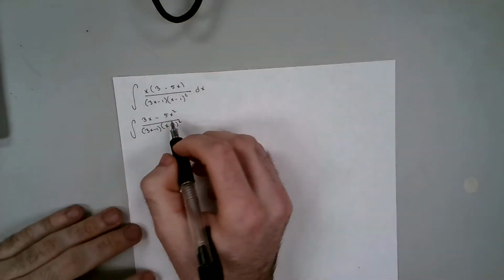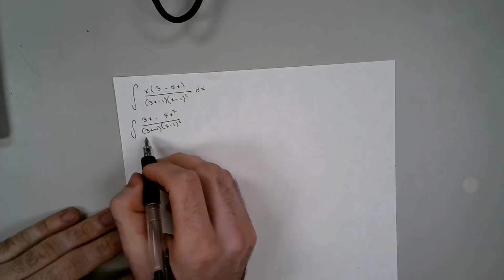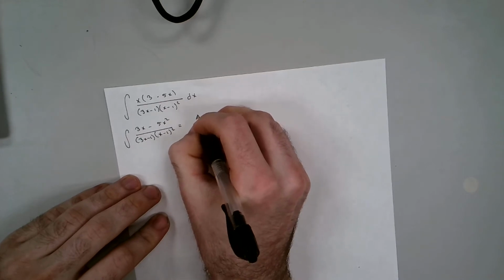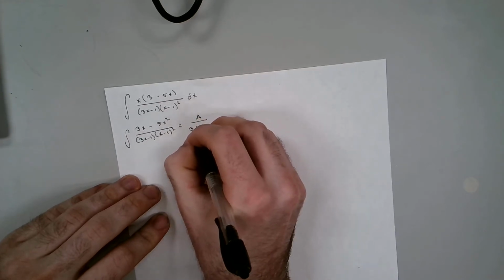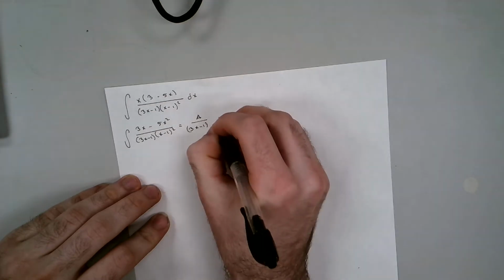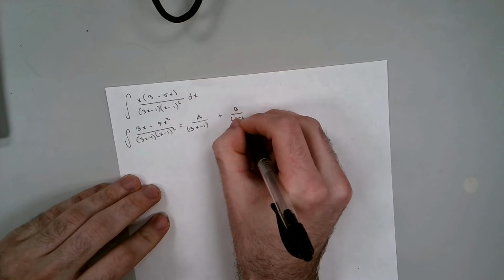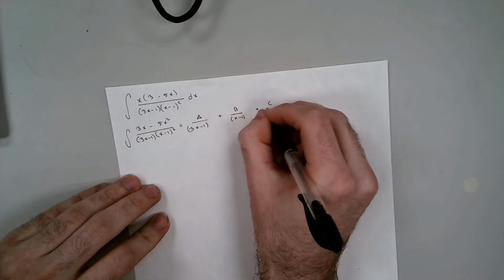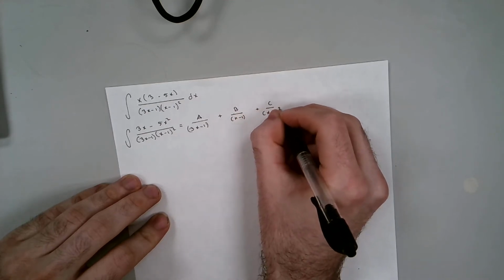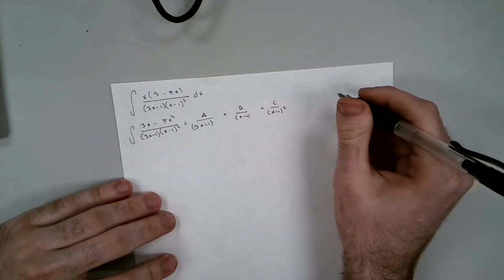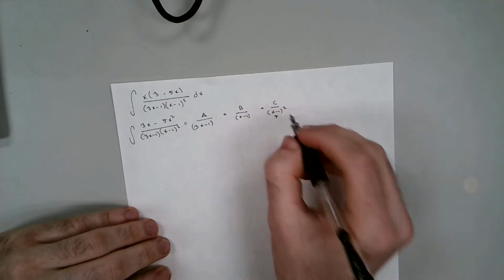So here you can see we have a repeated linear term, and we have a regular linear term, and then we have a polynomial up top. So we're going to split this up like we normally would. We're going to get A over 3x minus 1 plus B over x minus 1 plus C over (x minus 1) squared. Because of that repeated one, we have to repeat our term here.